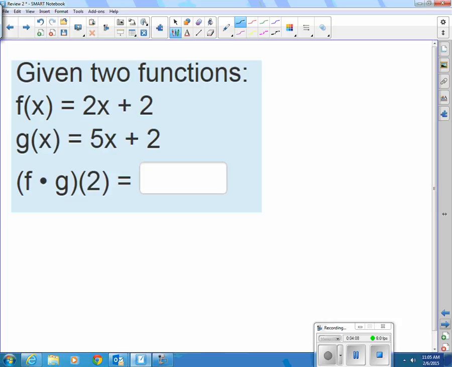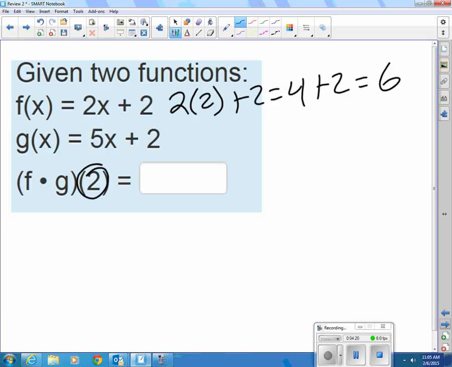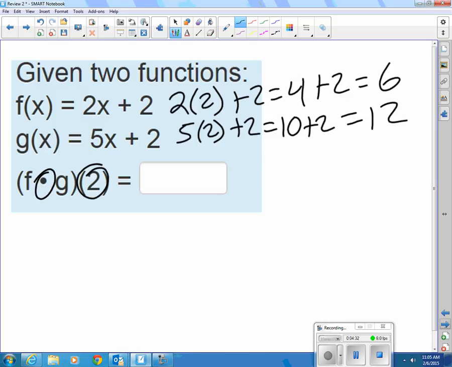2 functions, I'll multiply them, but I'm going to go ahead and evaluate them at 2 first. So 2 2's plus 2 is 4 plus 2 is 6. And 5 2's plus 2 equals 10 plus 2 equals 12. Now if I multiply those, that dot means multiply. 6 12's is 72.